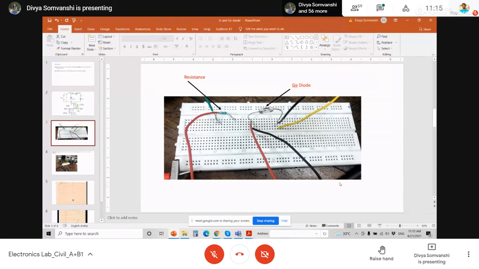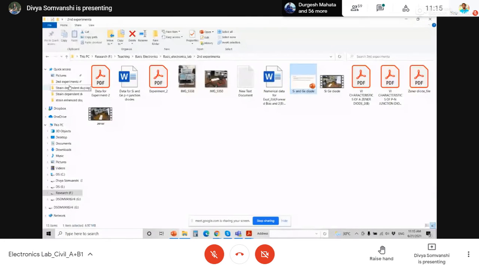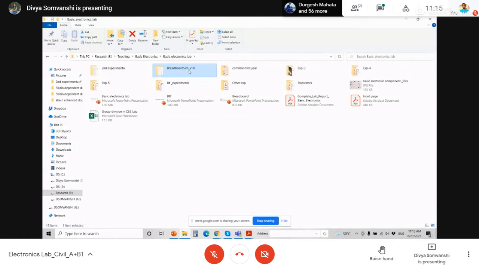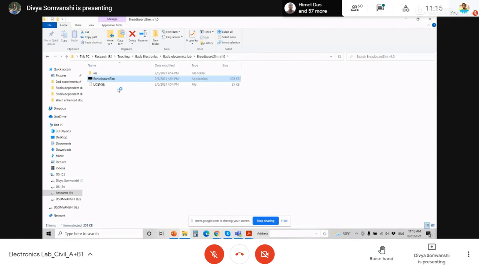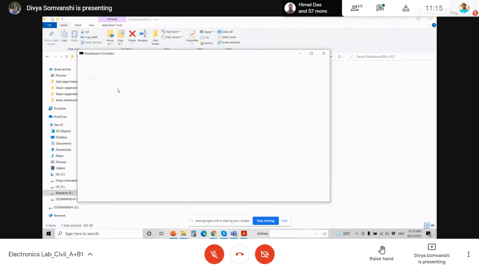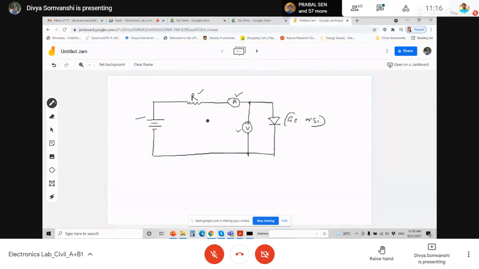Okay, but I think I forgot one thing that is more useful for you. In the last class, I told the students that there is a software called Breadboard Sim. So you can see this is your virtual breadboard, right? And we have to draw this circuit on it.